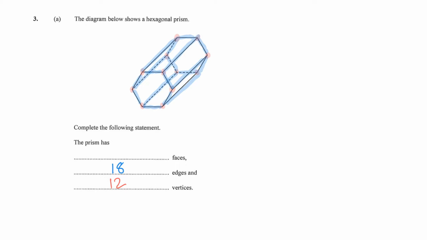Finally, let's count the number of faces. Faces are regions enclosed by the edges. So we have 2 hexagon faces in the front and in the back. And then we have faces connecting the 2 hexagons. So in the middle we have 1 face, 2, 3, 4, 5, and 6. Then counting the hexagon in the front and the hexagon in the back gives me 7 and 8 faces. So we have a total of 8 faces. And that's the answer to this problem.